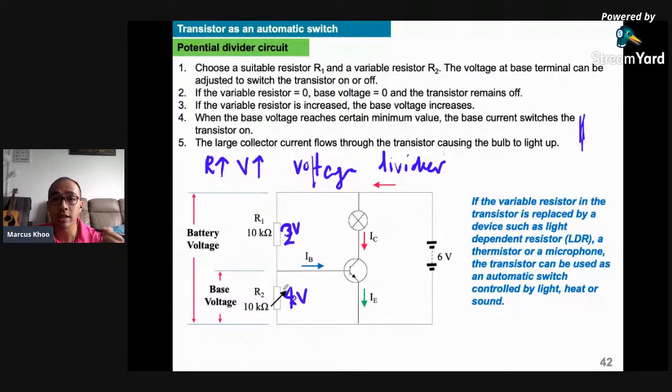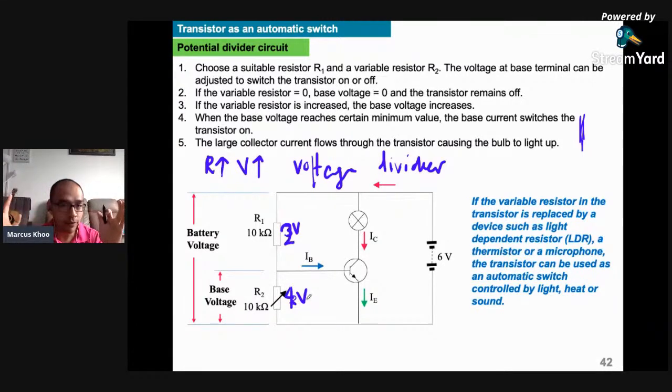Okay, we call this a voltage divider circuit because basically it serves to divide the voltage. The important thing again, let me repeat, because if I repeat it means it's very important. You must have a big enough voltage down here so that you can turn on the transistor and make the collector current flow. Because what makes the transistor switch on is the base current, correct?